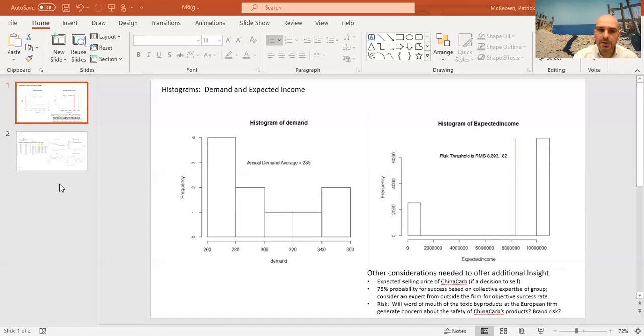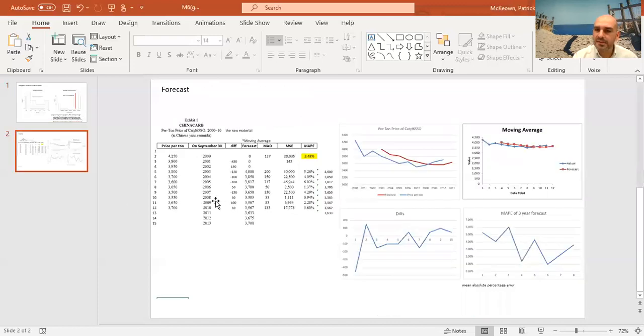When we look at the forecasting, it made sense to use a moving average given the tight spread of values in recent years. In fact, when we look at this model, it's stationary. We look at the mean absolute percentage errors, we see that it's low, suggesting to us this would be a great model to use for forecasting.